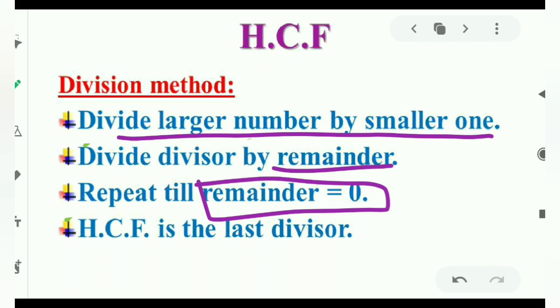Okay, we have used some last step now. In that step, remainder will be 0 now. At that step, what is the divisor? It is nothing but the HCF. Okay, it will be crystal clear when we see with some illustration.